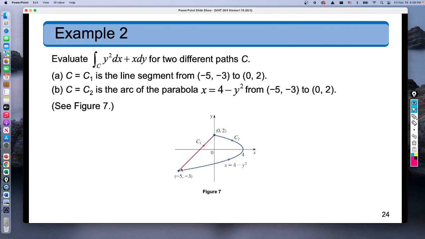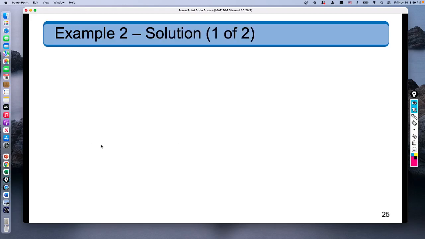Okay, so now we're going to look at two examples. We want to evaluate this integral in terms of y and x, and one integration with respect to x, the other with respect to y, and we're going to go down two different paths. So the first one, we're going along this segment from -5, -3 to 0, 2. So we're going here just along really a straight line segment. So how do we do that? And then we'll come back to B after we do that.